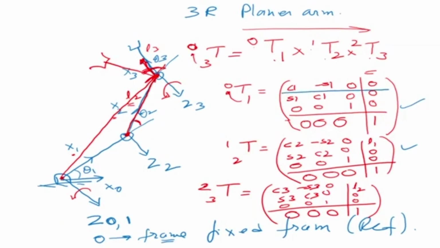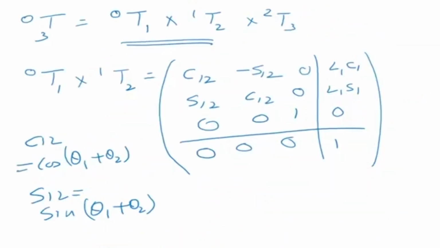So this cos theta 1 minus sine theta 1 into this is cos 1 cos 2 minus sine 1 sine 2, which is cos of theta 1 plus theta 2. Similarly, if you take this into this, you'll get the corresponding term. And the last one, the fourth term of the first row, this into this, you'll get cos theta 1 into L1. The others will all become 0.